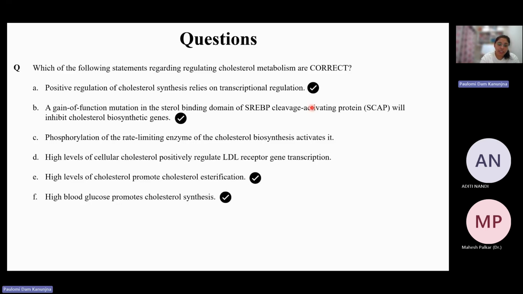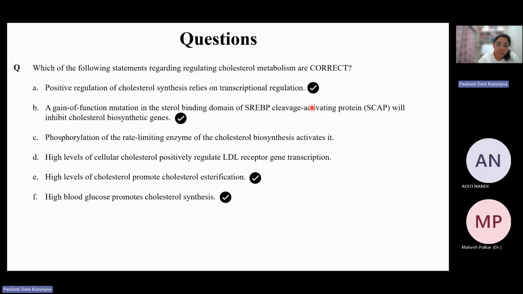Next one states phosphorylation of the rate limiting enzyme of the cholesterol biosynthesis activates it. This is incorrect because phosphorylation of that enzyme actually inhibits it, so it inactivates it. Phosphorylation stops the reaction. Fourth one says high level of cellular cholesterol positively regulates LDL receptor gene transcription, which is incorrect. So if you have high cholesterol, you inhibit the LDL receptor gene. This is by suppressing the SREBP activity. So you basically are reducing the cholesterol uptake if you have high level of cellular cholesterol, right? Because that's how it's retaining.